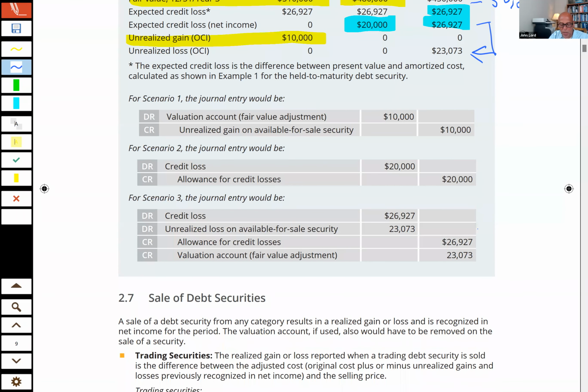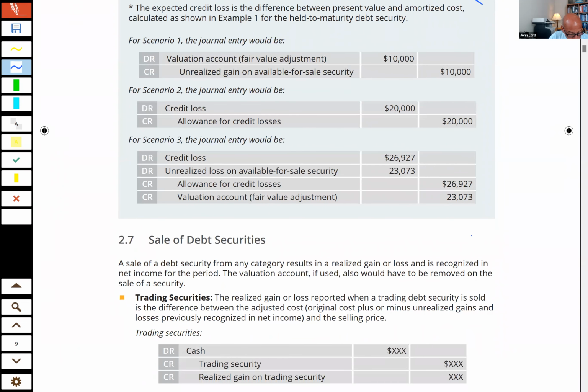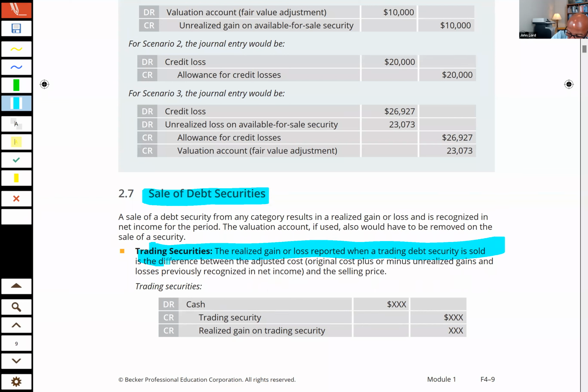Okay, good. Now, when you come down and you ultimately sell the security, what happens? The realized gain or loss when a trading debt security is sold is the difference between the adjusted original cost plus or minus any unrealized gains and losses, and the selling price. So you would simply do what?